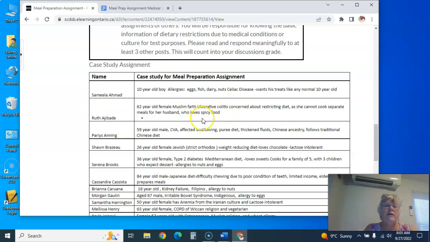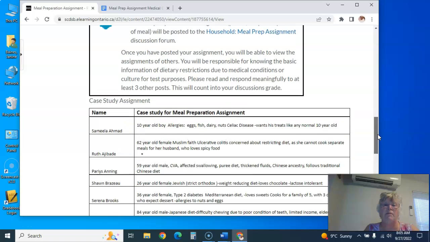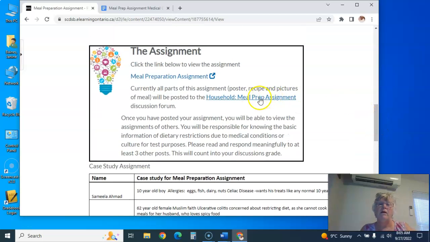So Ruth, you'll see she has a 62-year-old female, Muslim faith. She has ulcerative colitis and is concerned about restricting her diet as she cannot cook separate meals for her husband who loves spicy foods. So you'll see your assignment there.